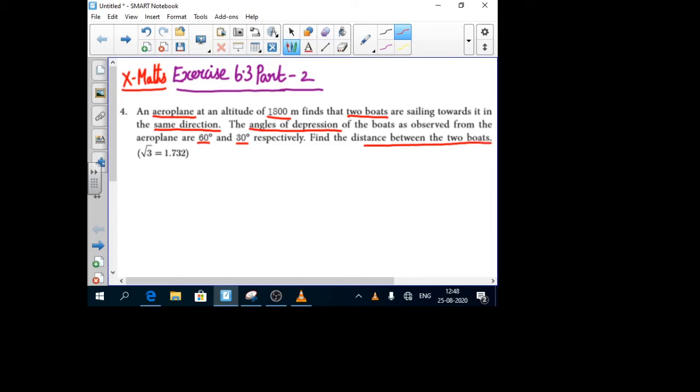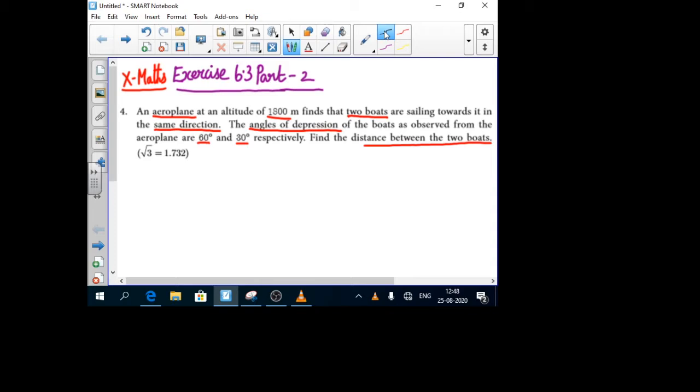So from the given question we can identify these things. First object is aeroplane, another one two boats, another one the height of the aeroplane from the ground is given as 1800 meter.